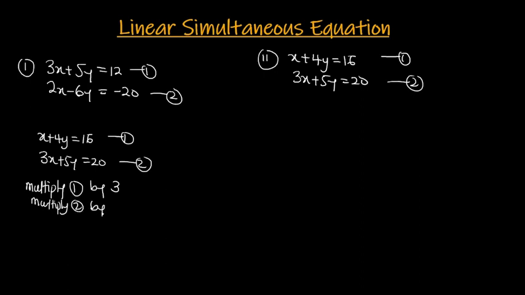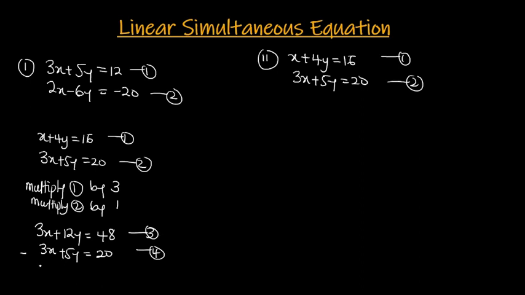and I multiply equation 2 by 1. So if I do that, I'm going to have 3 multiplied by x will give me 3x plus 3 multiplied by 4 will give me 12y is equal to 3 multiplied by 16 will give me 48. If I use 1 to multiply everything here, I'll still get 3x plus 5y is equal to 20. Now all I need to do is to subtract. Okay, let me say this is equation 3, equation 4. So I can subtract equation 4 from equation 1.